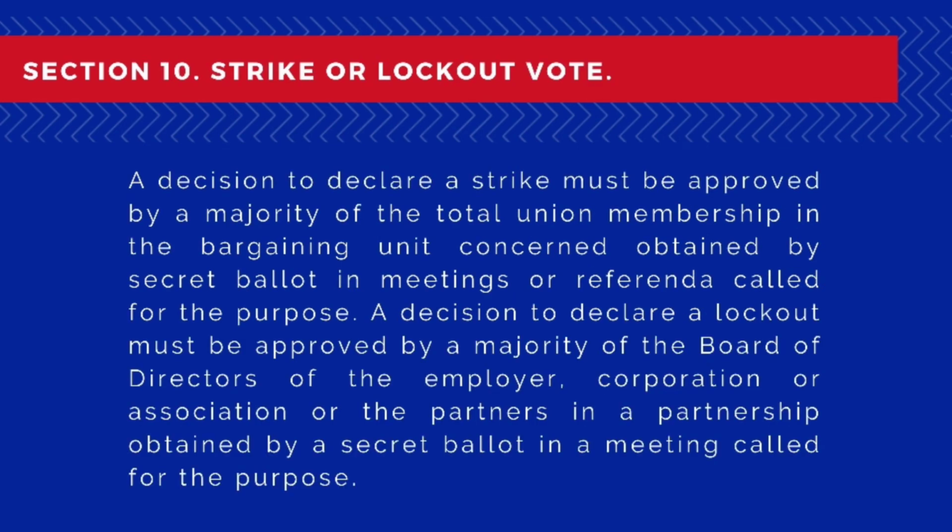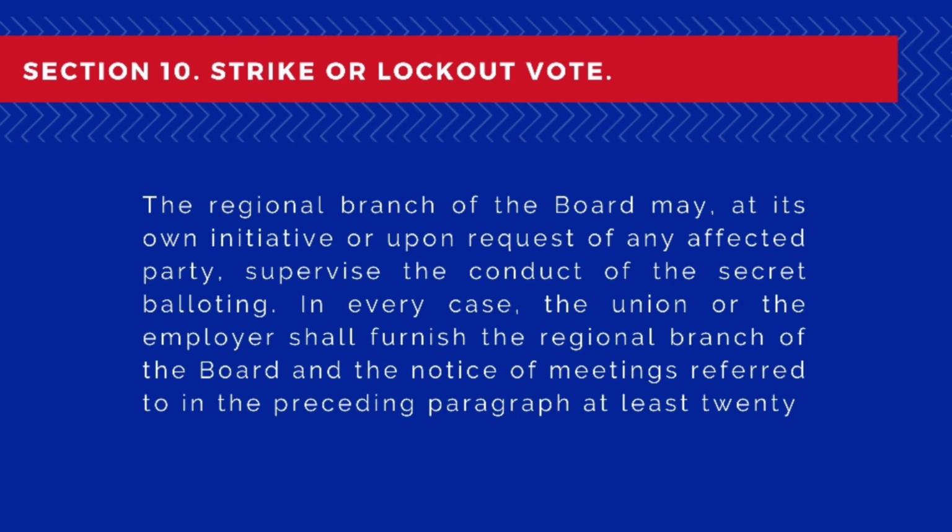Section 10. Strike or lockout vote. A decision to declare a strike must be approved by a majority of the total union membership in the bargaining unit concerned, obtained by secret ballot in meetings or referenda called for the purpose. A decision to declare a lockout must be approved by a majority of the board of directors of the employer, corporation or association, or the partners in a partnership, obtained by a secret ballot in a meeting called for the purpose. The regional branch of the Board may, at its own initiative or upon request of any affected party, supervise the conduct of the secret balloting.